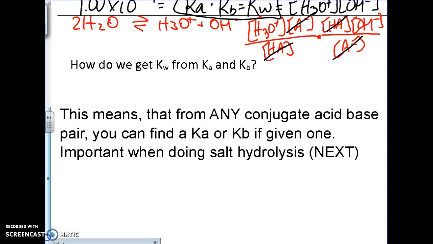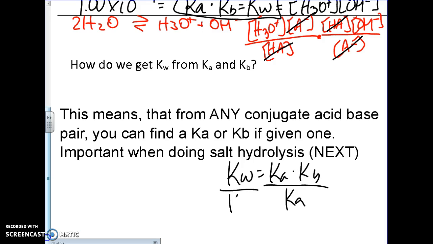So the main point you should take away from this is that any conjugate acid-base pair will have a Ka times Kb equal to Kw. If you ever want to solve for the other, you just take what you know, which is Kw, and divide to find what the Kb is. And that's it for this video.